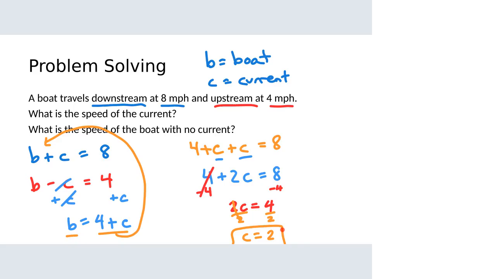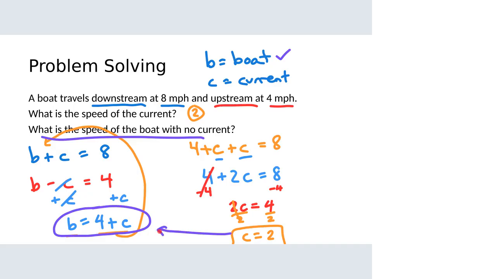And so this question had two questions built in. What's the speed of the current? I just found out that that's 2. And then the other one, what is the speed of the boat with no current? Well, that's what I called B, and over here I can see that B is just 4 plus C. So now I know that's 4 plus 2, and so the speed of the boat with no current is 6 miles per hour.